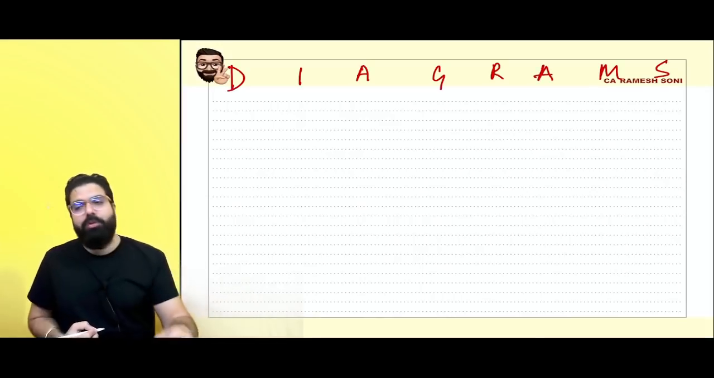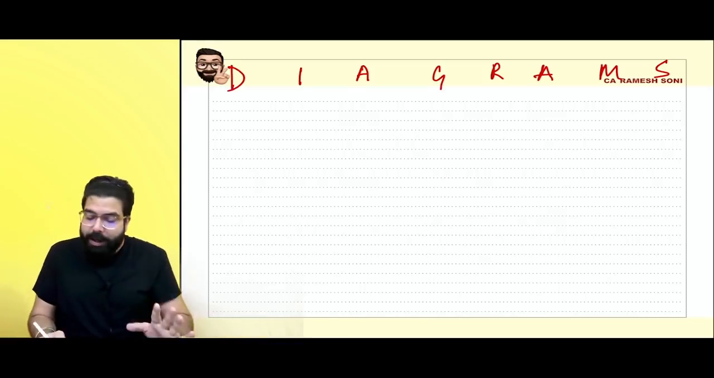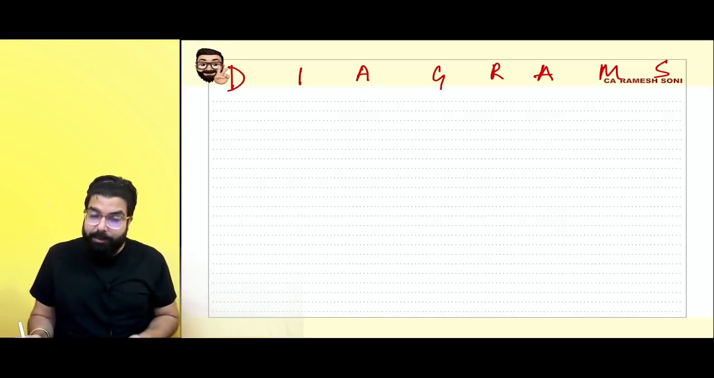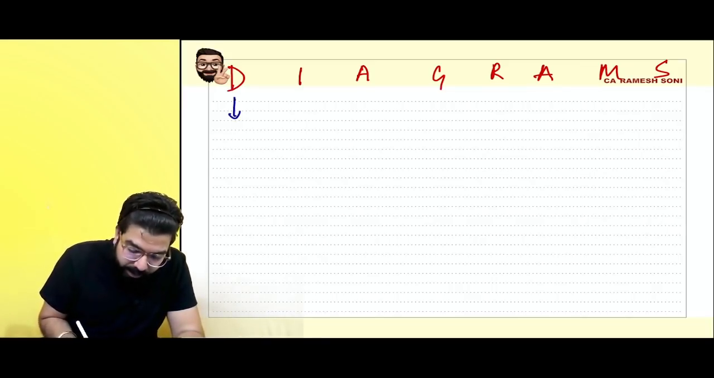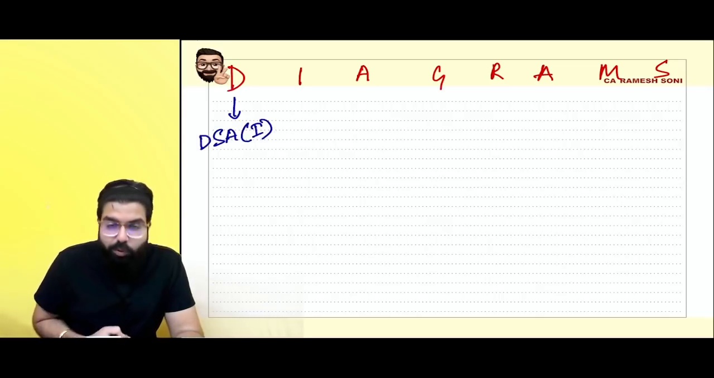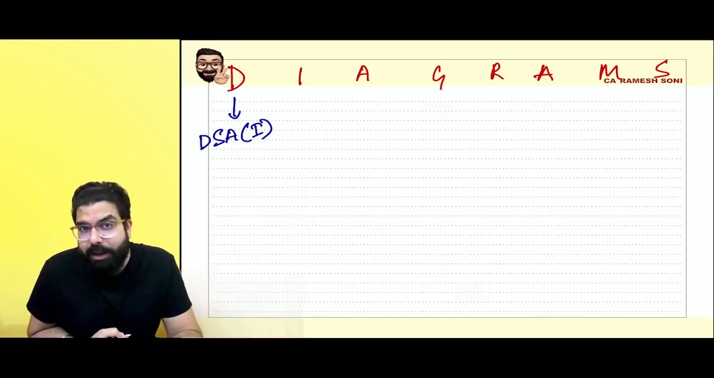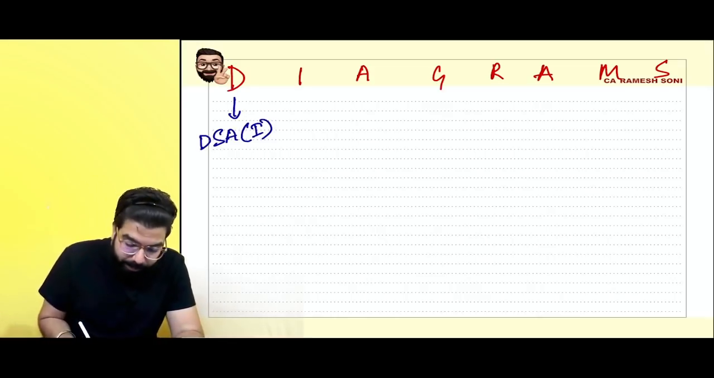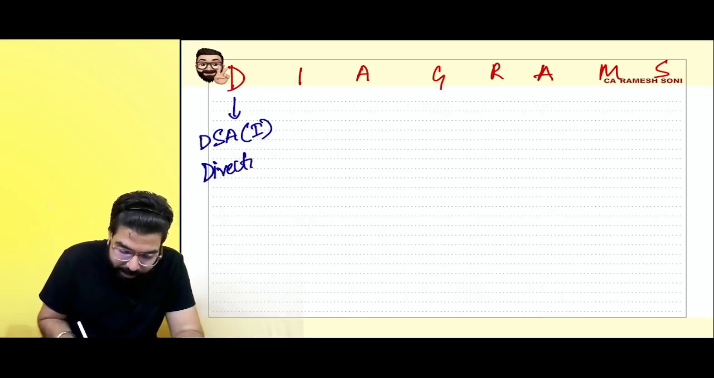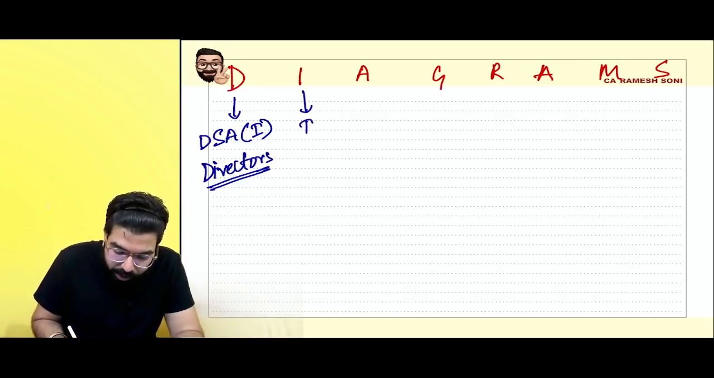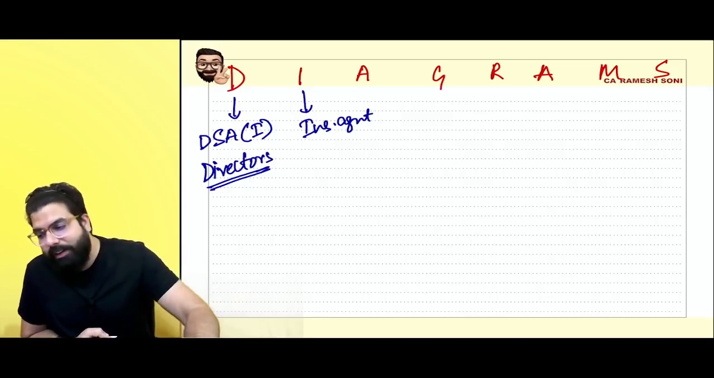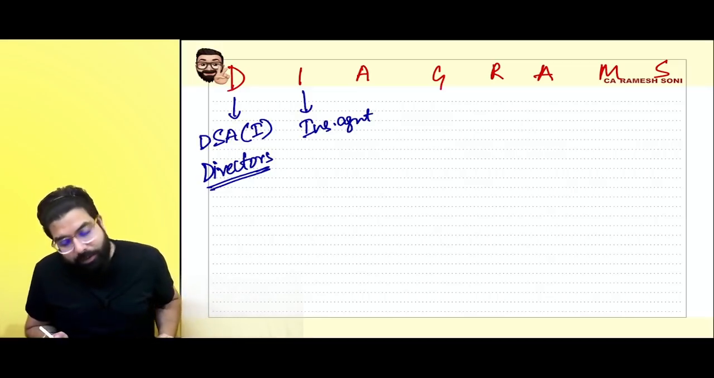Diagrams. You just have to remember diagrams. On these, reverse charge mechanism is applicable. The first one, D for direct selling agent. If you are a direct selling agent who is an individual, then in the case of direct selling agent reverse charge mechanism is applicable. In the case of directors, reverse charge mechanism is applicable. I for insurance agent. If you are an insurance agent, reverse charge mechanism is applicable.